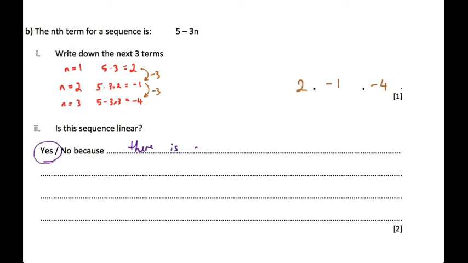Why? Because there is a constant or a common difference between terms. That's what you might have written. Something along those lines. Something that said the difference between each term is the same. Anything like that would have got you the 2 marks there. Okay. Next question.